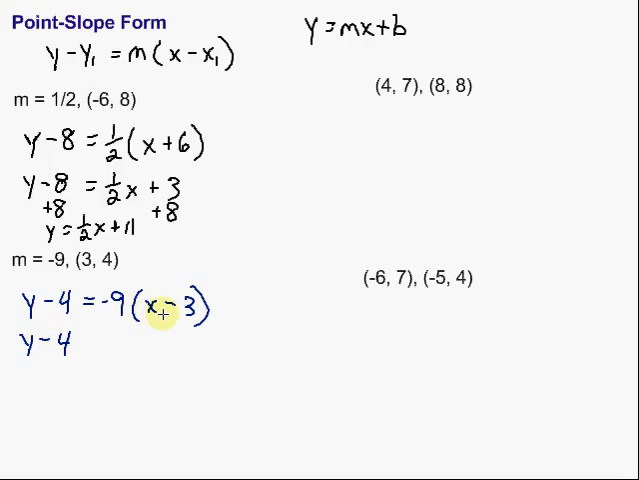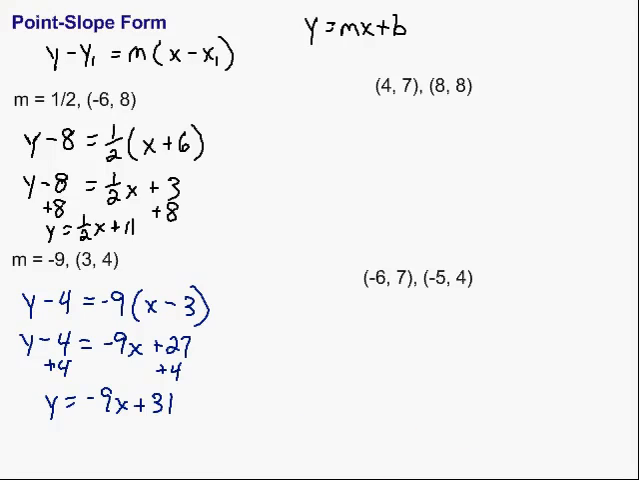So y minus 4, we're going to distribute that -9 through. -9 times x is -9x. -9 times -3 is plus 27. Get that y by itself. We got to get rid of the -4, so we're going to add 4 to both sides. Then we have y equals -9x, 27 plus 4 is 31. So there's our equation in slope-intercept form, and here it is in point-slope form again.